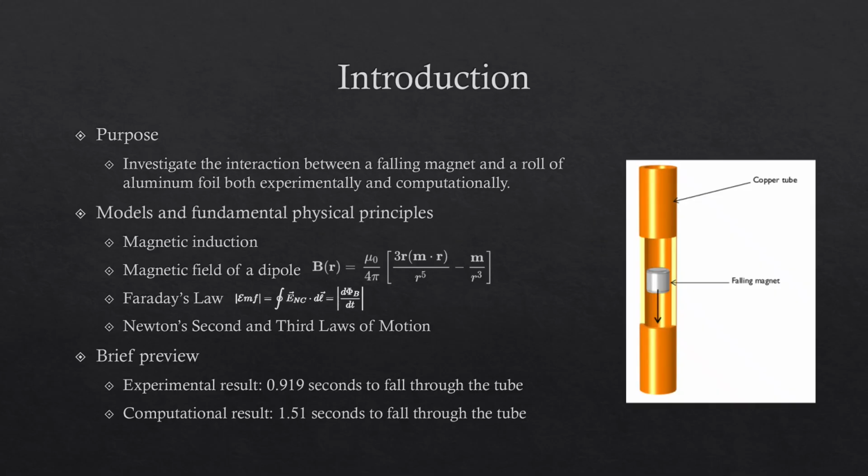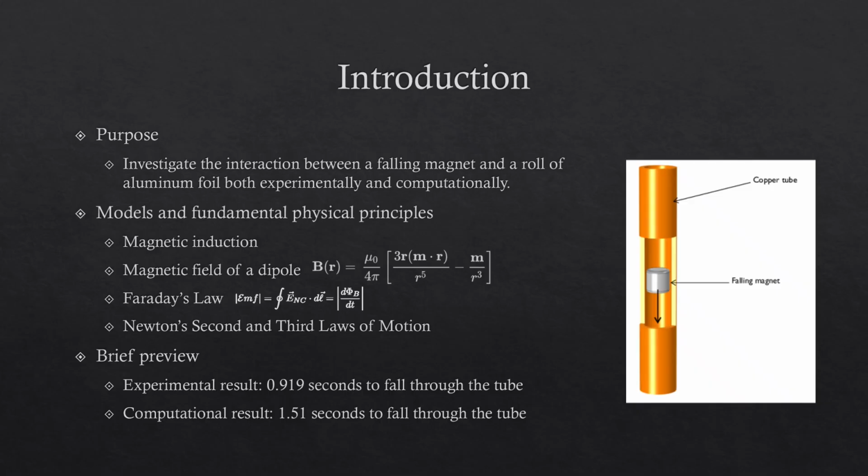So to start off, the purpose of Lab 6 was to investigate the interaction between a falling magnet and a row of aluminum foil both experimentally and computationally. The models and fundamental physical principles used were the principle of magnetic induction, the equation for the magnetic field of a dipole, Faraday's law, and also Newton's second and third laws of motion.